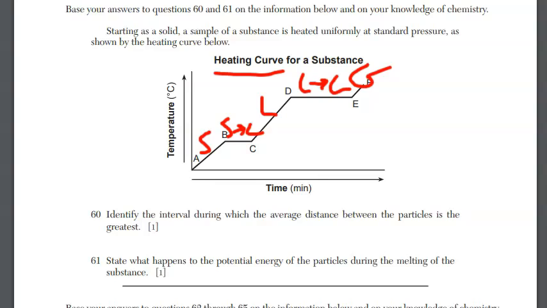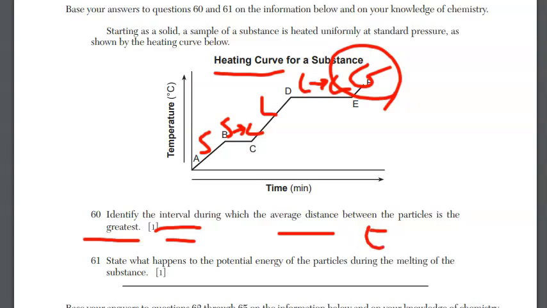In 60, identify the interval in which the average distance between the particles is the greatest. Well, if you think back to the particle diagrams, which are literally circles representing atoms, and then circles touching one another representing compounds, when you have a substance in the gas phase, they are certainly going to be farthest apart from one another. And the interval would be EF, or E to F.